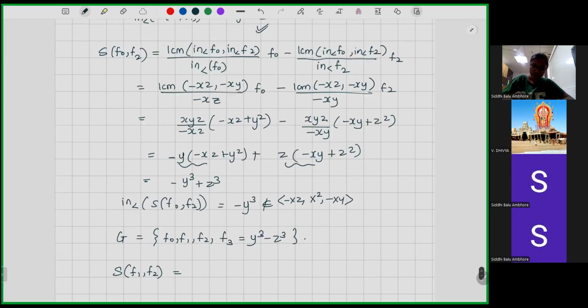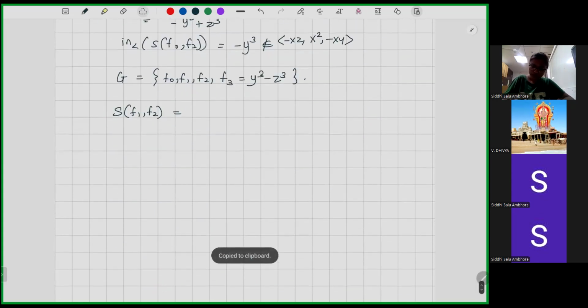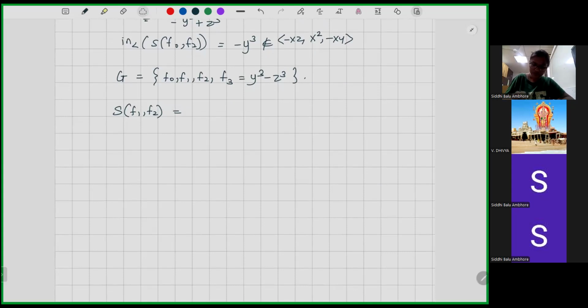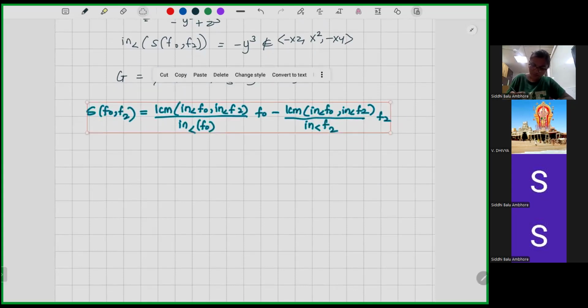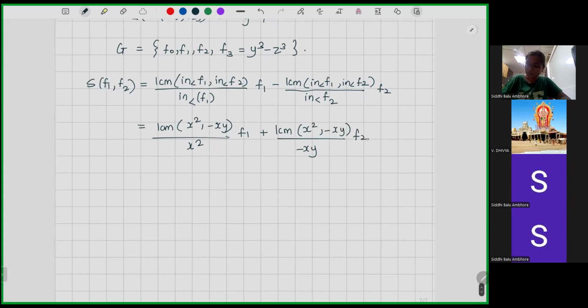So it is S of f1 comma f2. Here I need f1, this is f1, and that's it. So we have to calculate this. Now the LCM: the leading term of f1 was x square, and for f2 it is minus xy. So it is the LCM of x square and minus xy, divided by x square, into f1, plus the same LCM divided by minus xy, into f2. I hope that's correct. Yes.